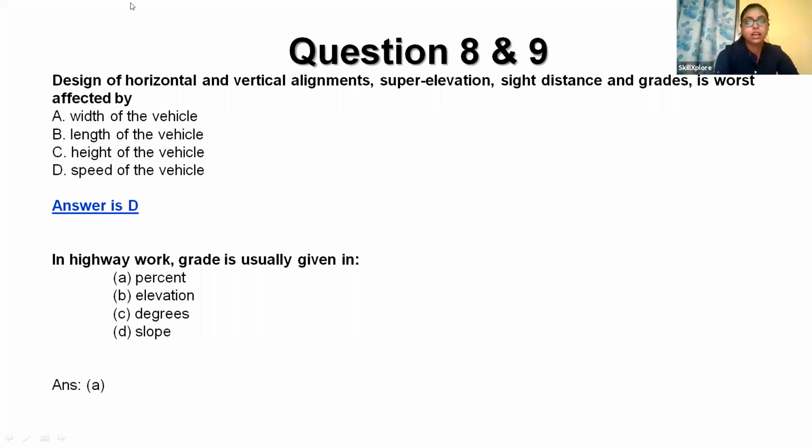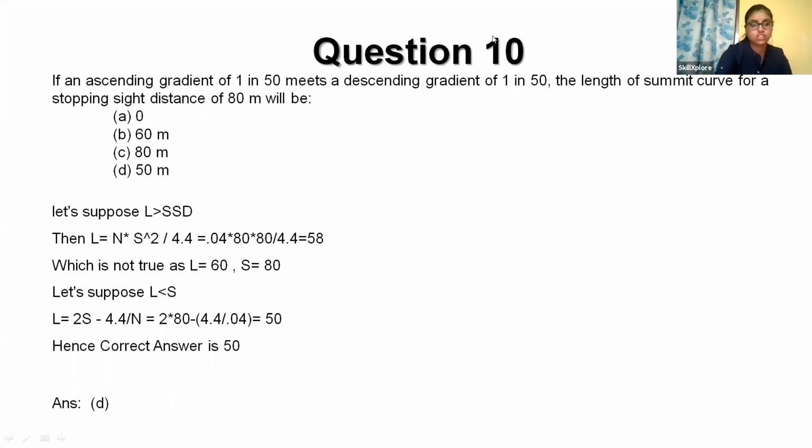Okay. And the next thing: in highway work, grade is usually given in 1, percentage; 2, elevation; 3, degrees; and 4, slope. So which one is normally used? Grade is given in percentages for highways. So these are questions 8 and 9. Next is question number 10.